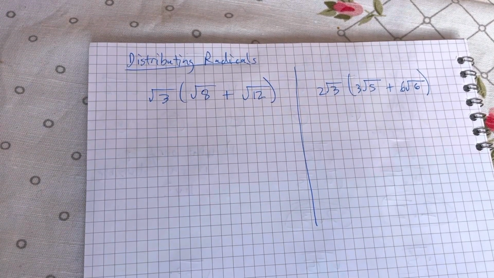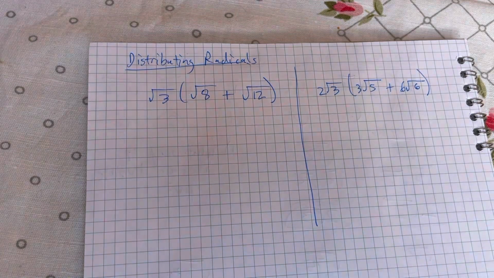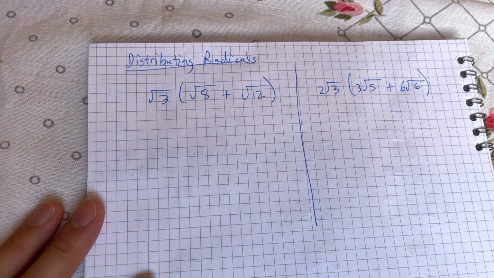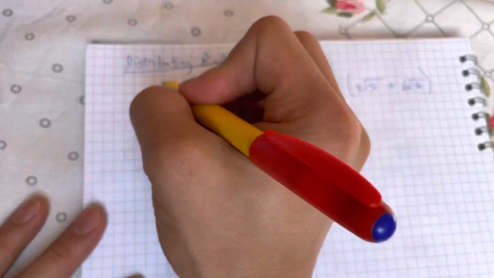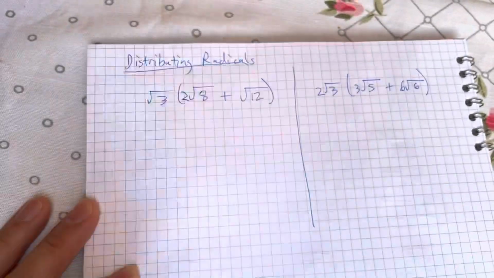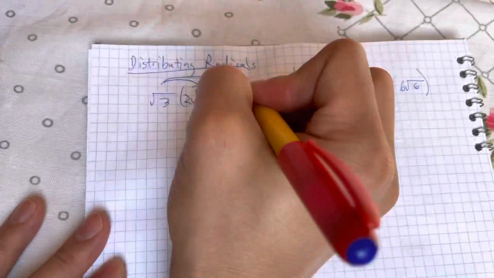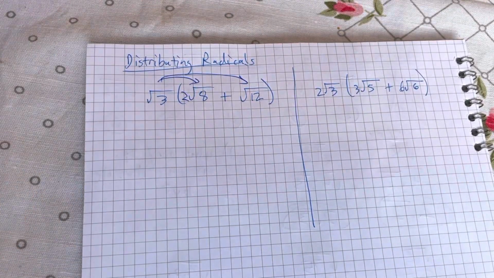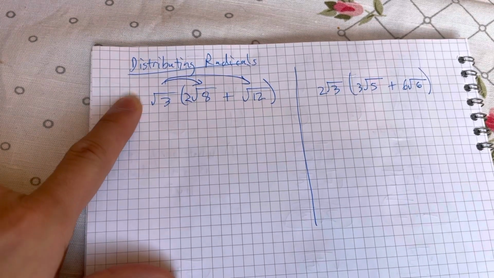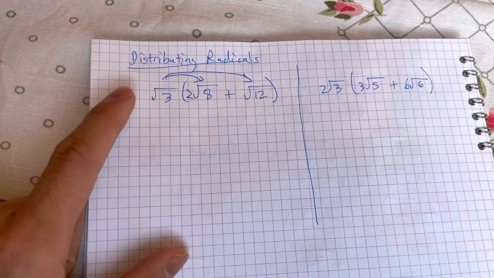Here's a video on distributing radicals, and actually let's take a look at this. It's very straightforward, right? With regards to distributing radicals, you literally do the same thing, and let me actually give this a coefficient. So here you have root 3 being distributed to each of these terms, okay? The interesting thing about this root 3 is that it doesn't have a coefficient in front. But whenever there's no coefficient in front, you can always assume that it's going to be a 1, right?